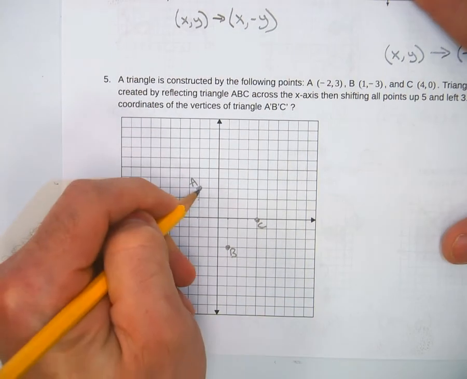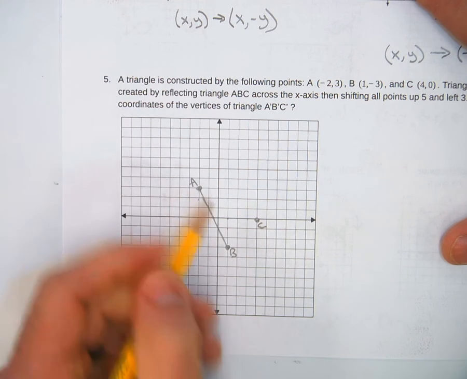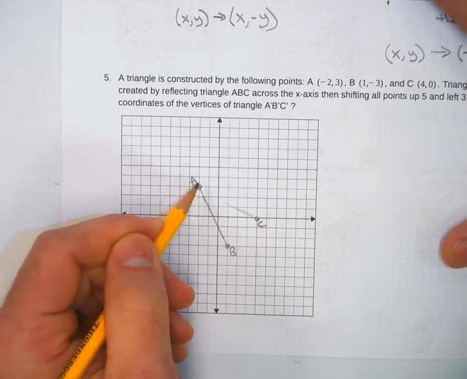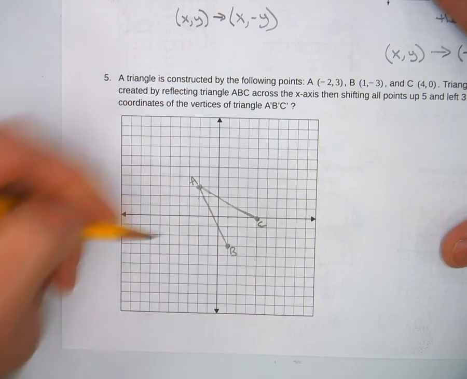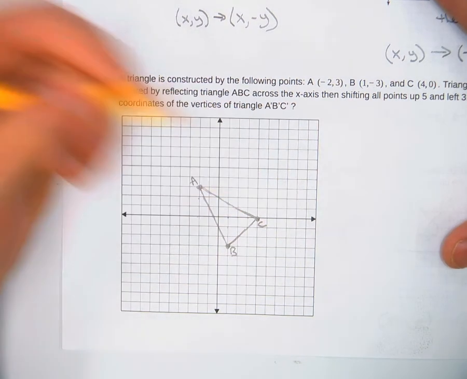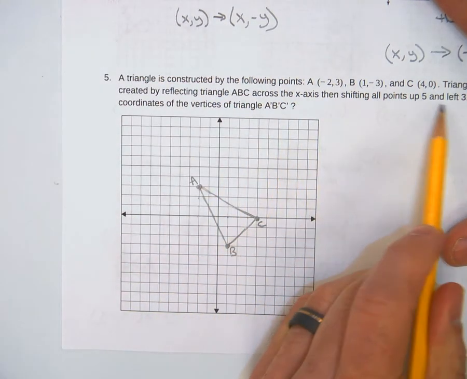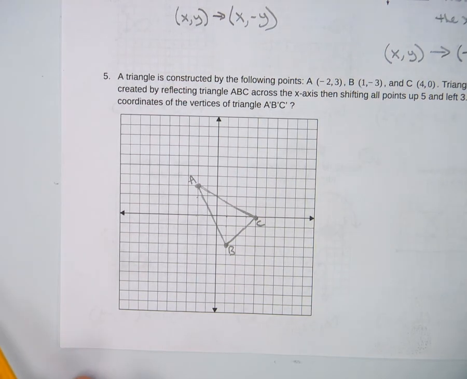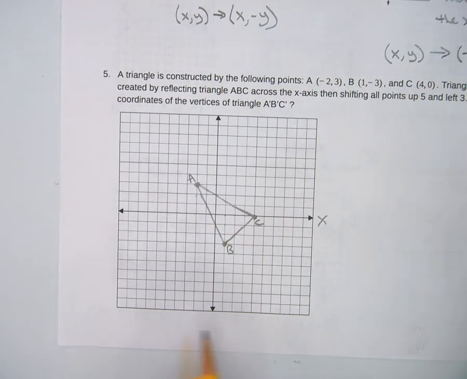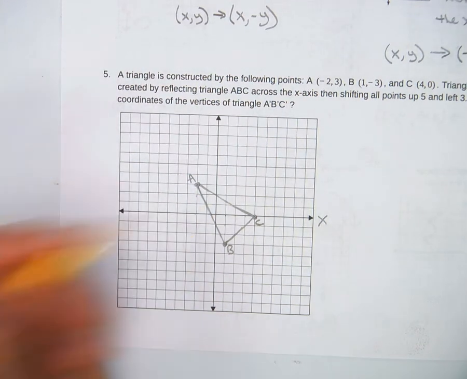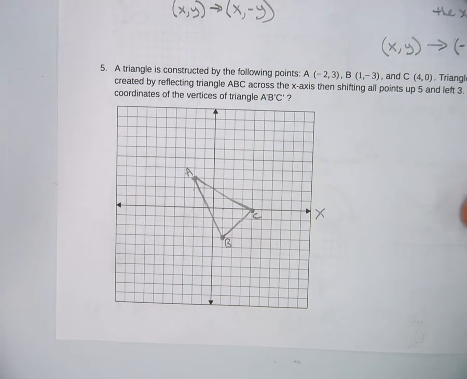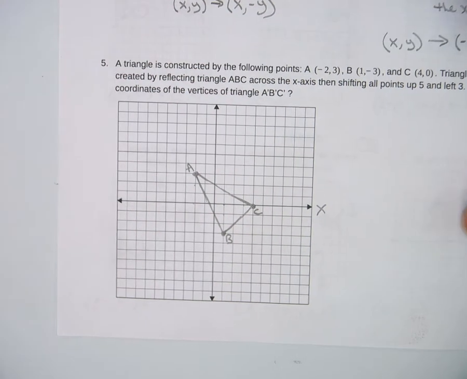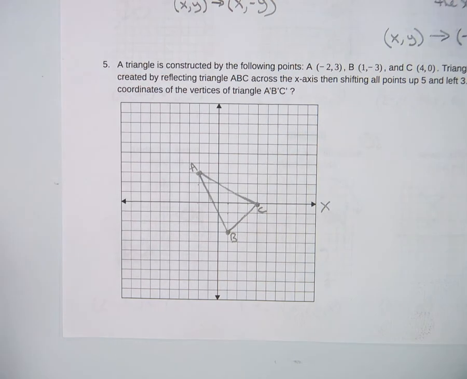So the triangle after I transform it is created by reflecting the triangle across the x-axis and then shifting everything up. So we're going to do two things. We're going to reflect across the x-axis, and then we're going to translate. We're going to move the points after we reflect. So let's see if we can do all that and find out where the final coordinates end up. If you want to pause and try to do it yourself, feel free to do that now. Otherwise, I'm just going to roll right on through.